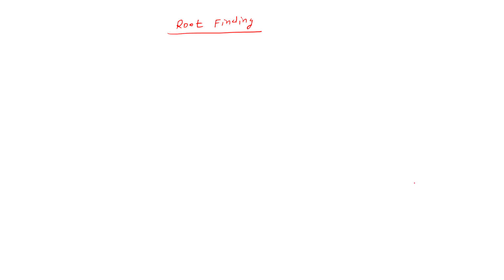So essentially what I am saying is that we have written it down as f of xi plus 1 equal to f of xi plus f prime xi times xi plus 1 minus xi, plus some error.